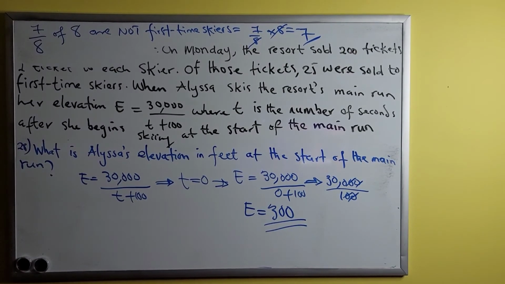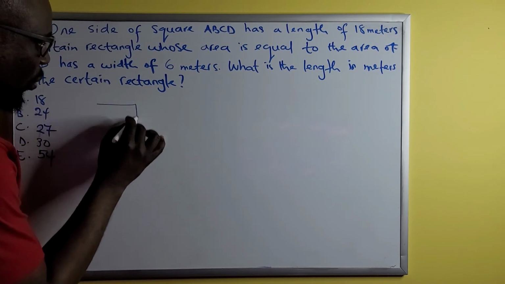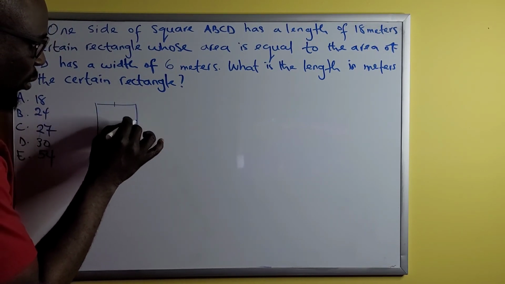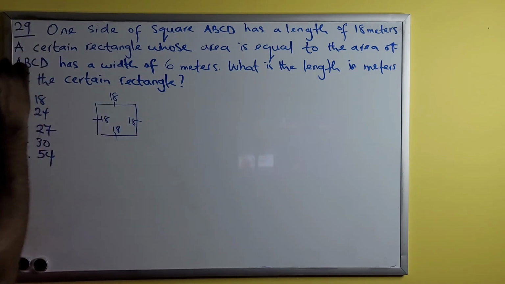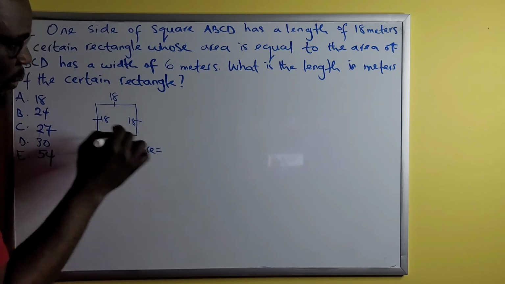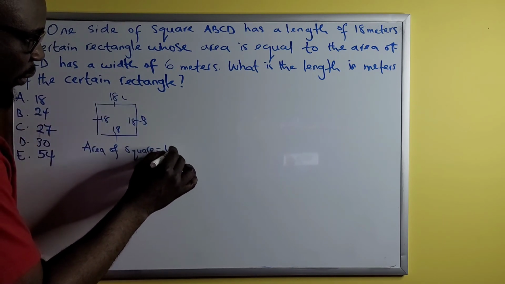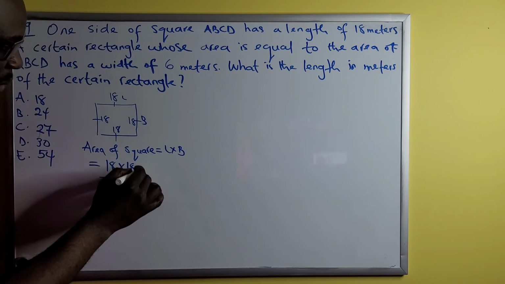If you have the book, let's go to question 29. The question says, one side of a square ABCD has a length of 18 meters. A certain rectangle whose area is equal to the area of ABCD has a width of 6 meters. What is the length in meters of the rectangle? So let's draw a square. A square has four equal sides. If this is 18, the others are 18, 18, 18. The area of a square is length times breadth, which is 18 times 18 meters squared.